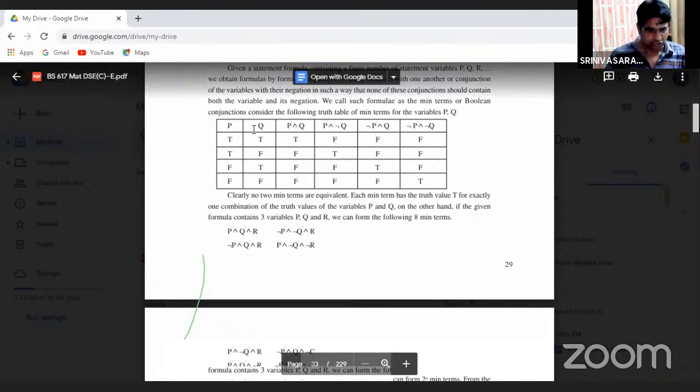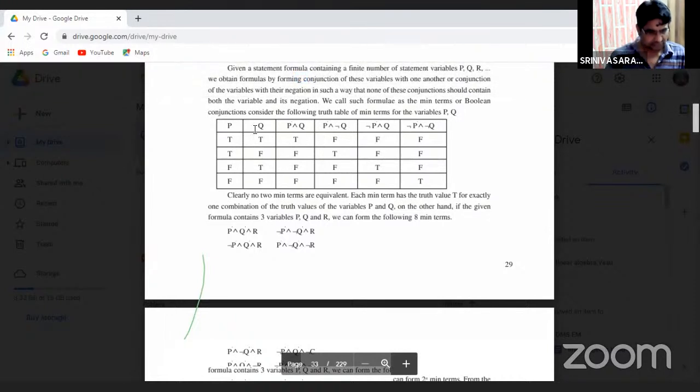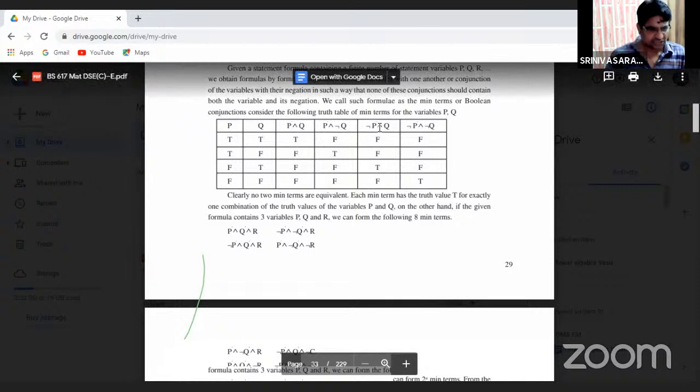Now that is P and Q be 2 statements here. Okay. Now this is P and Q. This is P and negation Q. This is negation P and Q. Final expression is negation P and negation Q. These 4 expressions come from the 2 propositions.